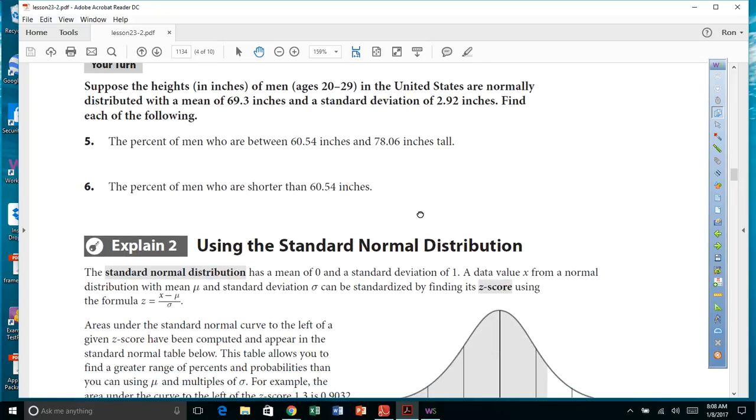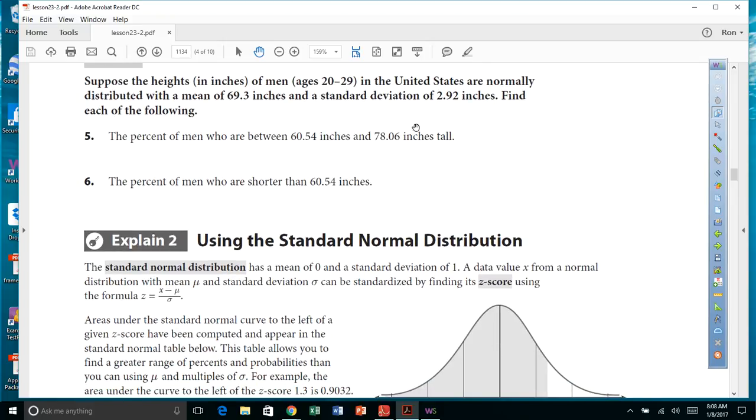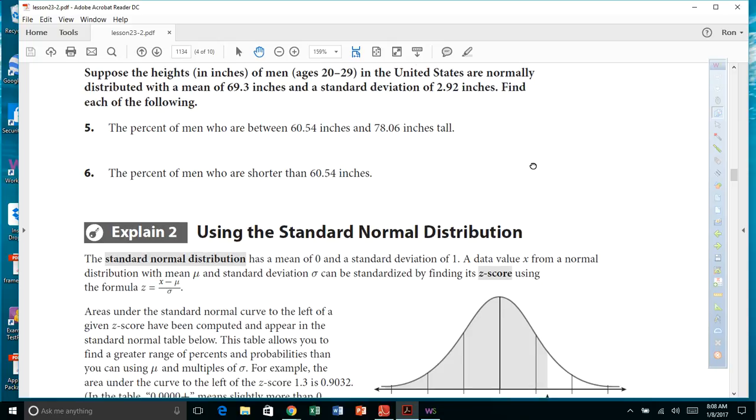Suppose the height in inches of men 20 to 29 are normally distributed with a mean of 69.3 and a standard deviation. Find each of the following.